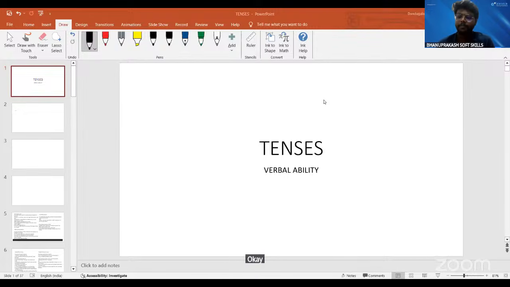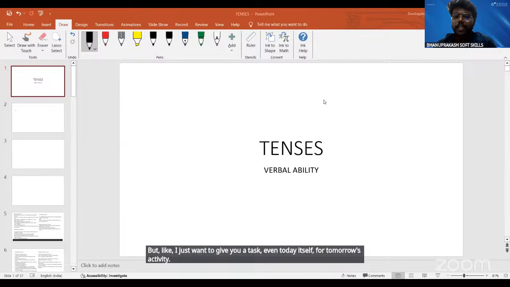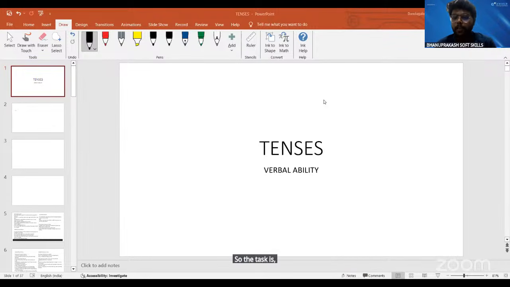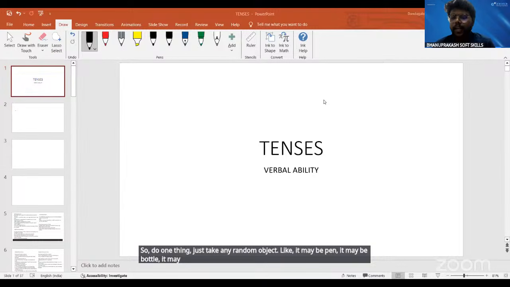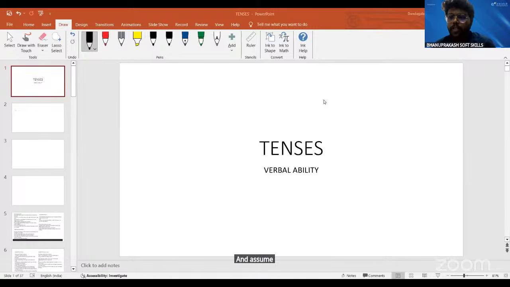Okay, thank you. Has time got completed? I'll give a chance to the remaining students tomorrow. But I just want to give you a task even today for tomorrow's activity. The task is a persuasion task. We discussed persuading in the communication class, that you need to convince someone to do something, and for this your communication really matters. Take any random object, like a pen or a bottle, anything, and assume you invented that object.